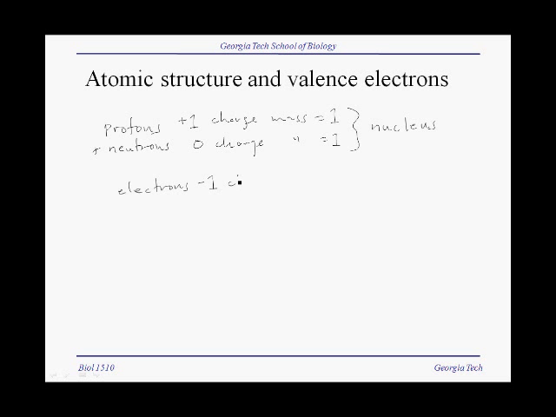Electrons each have a -1 charge and very little mass. So it's the number of protons that defines the element. Any element that has only 1 proton is hydrogen. Any element that has 6 protons in the nucleus is carbon. So carbon atoms always have 6 protons, and a neutral carbon atom is always also going to have 6 electrons orbiting the nucleus. And the mass of the carbon atom is going to be determined primarily by the number of protons and the number of neutrons in the nucleus.